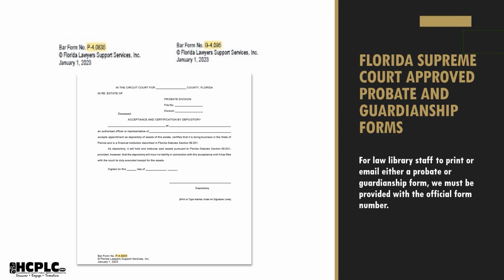There are official probate and guardianship forms, but unlike the family law and landlord-tenant forms, they are not readily available online without using a pay service. If you do not know the correct official form number, customers can come to the law library and staff can refer you to probate and guardianship treatises, where you can do the research to determine which forms you need.